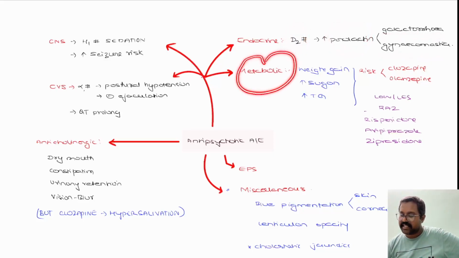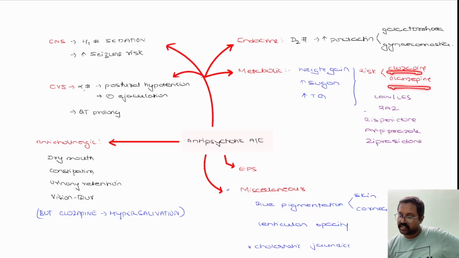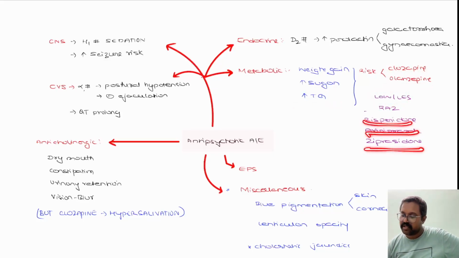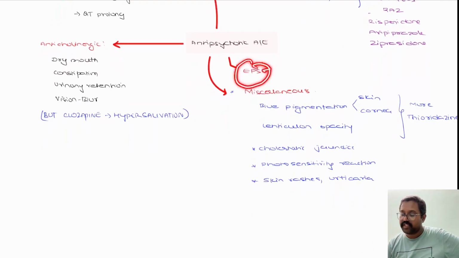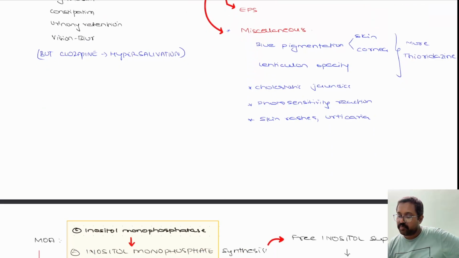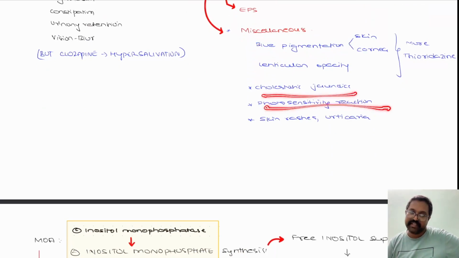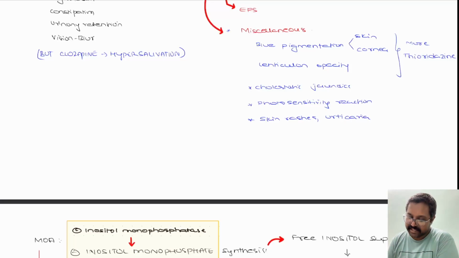Metabolic side effects include weight gain, that is obesity, increase in sugar levels, that is diabetes, and increase in triglyceride levels. The risk is more with olanzapine and clozapine, and low with risperidone, aripiprazole and ziprasidone. Even EPS is more with the first generation compared to the second generation. Miscellaneously, there can be a risk of blue pigmentation of the skin, mainly seen with thioridazine. Apart from that, rarely you can see cholestatic jaundice, photosensitivity reaction, skin rashes and urticaria.